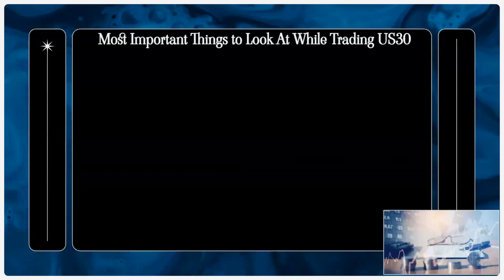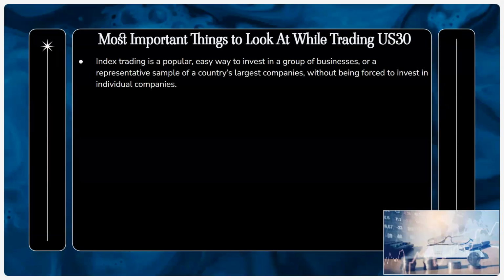Most important thing to look at while trading US 30. Index trading is a popular, easy way to invest in a group of businesses or a representative sample of the country's largest companies without being forced to invest in individual companies. You can invest in Apple by itself, but Apple can go up and down really quick. If you're with the top 30 companies and Apple goes down or up really quick, it's going to make the Dow Jones go up and down, but it's going to be more stable because it's based off of 29 different companies and Apple instead of just Apple.